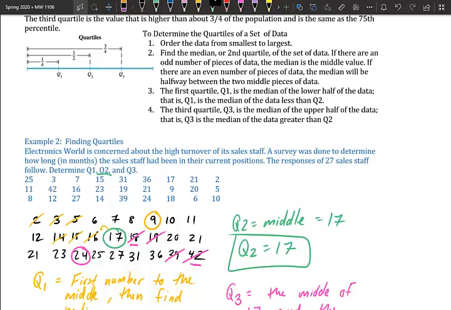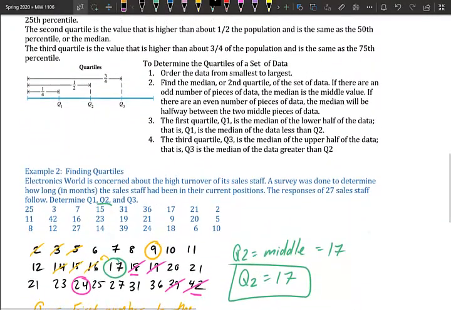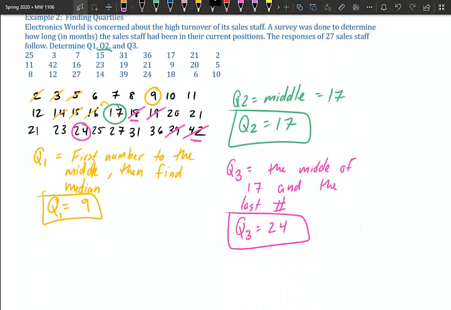Then the first quartile, Q1, is the median of the lower half of data. That is, Q1 is the median of the data less than Q2. The third quartile, Q3, is the median of the upper half of the data. That is, Q3 is the median of the data greater than Q2. So maybe now after I read that, it kind of makes sense. But if not, just follow the directions down on your screen.